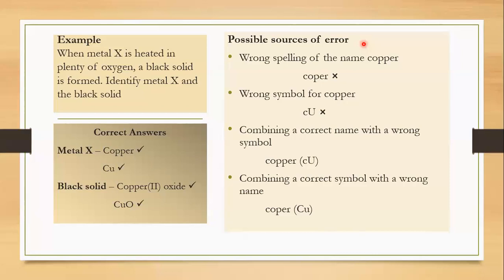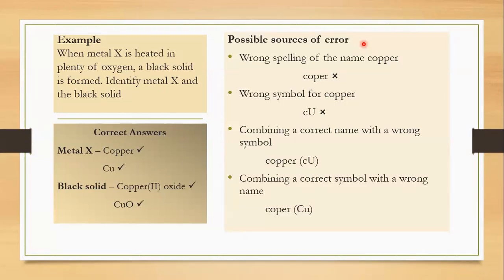And since the question requires you to identify, you can either write the word copper, correctly spelled, or the symbol for copper. Any of them is correct. If you decide to write the name, the spelling must be correct. And if you choose to write the symbol, it must also be correct. Similarly, if you decide to write both, it must be the correct spelling for the name and the correct symbol. If one of them comes out wrongly, then you will be in very big trouble.